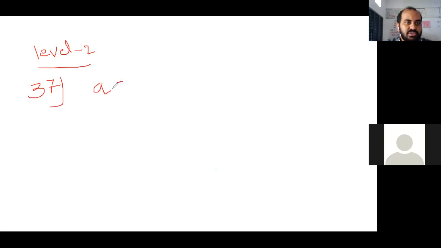A is equal to 6 and B is equal to 3. C is equal to 9. Then the number of prime factors for.